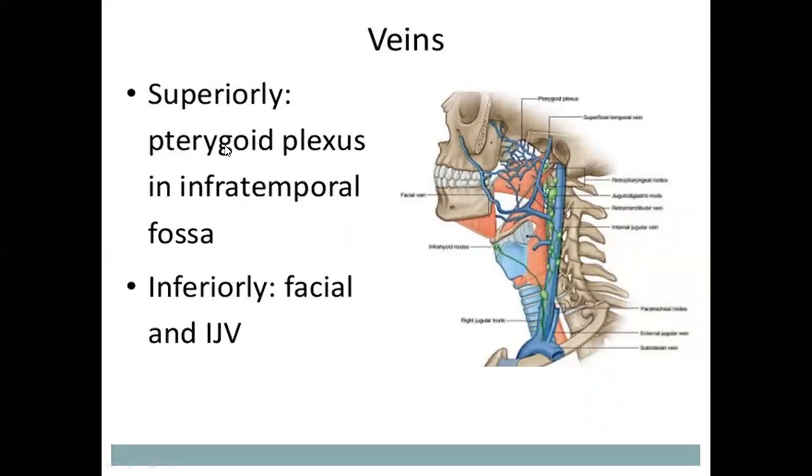The pharynx drains into the pharyngeal plexus. Superiorly, the pharynx drains into the pterygoid venous plexus, and this pterygoid venous plexus is connected with the emissary veins of the cavernous sinus. Inferiorly, it drains into the facial vein or into the internal jugular vein. So inferiorly it drains into the internal jugular vein, and superiorly into the pterygoid venous plexus.